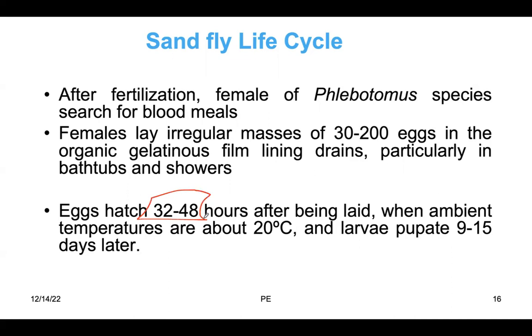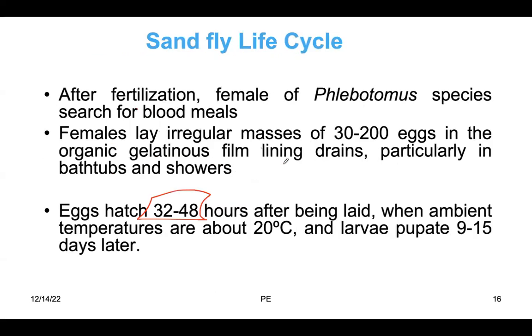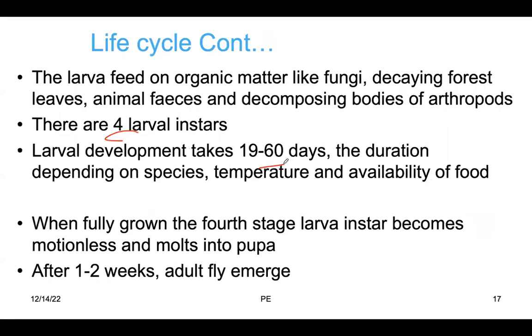This short period of 32 to 48 hours also determines the size of these flies. The larvae feed on organic matter, decaying forest leaves, animal feces, and other decomposing bodies of arthropods. They go through four larva instars, and the larva development can take up to 60 days. Right? So the larva becomes a pupa 9 to 15 days later, but sometimes, depending on the species, it can go all the way up to 60 days.